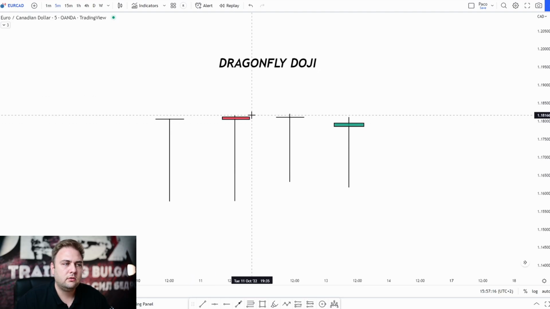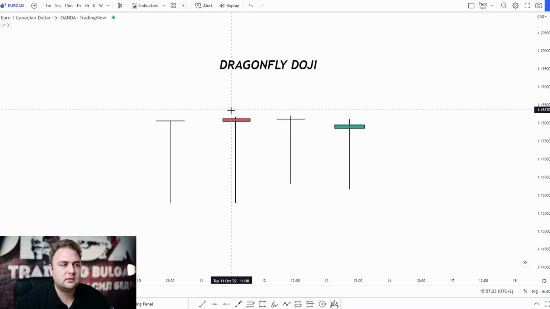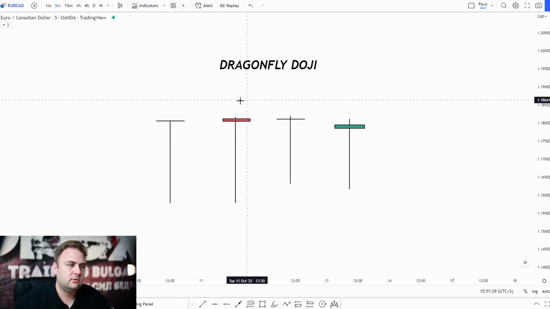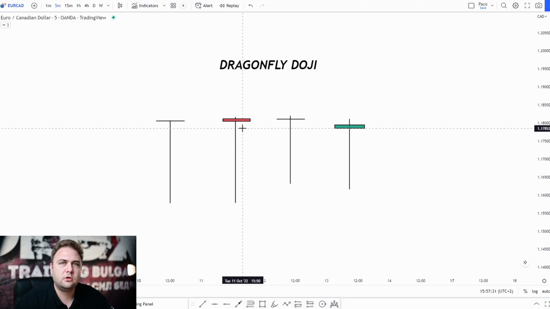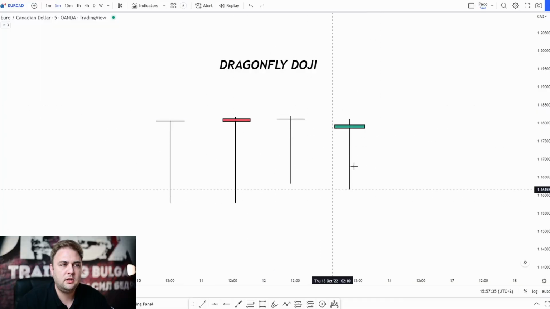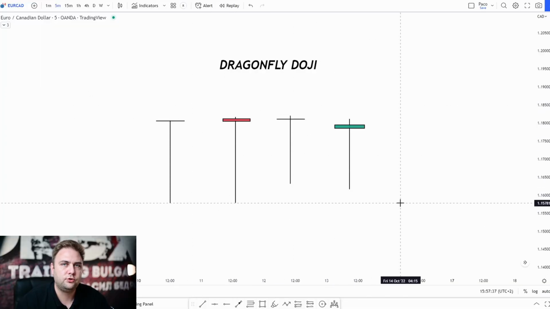This kind of candle can have a small body, but it should be at the top of the candle, and it should have almost no upper wick, just like this. Again, this candle's body can be in both colors, red or green, it doesn't matter. Here are some examples of the dragonfly doji.